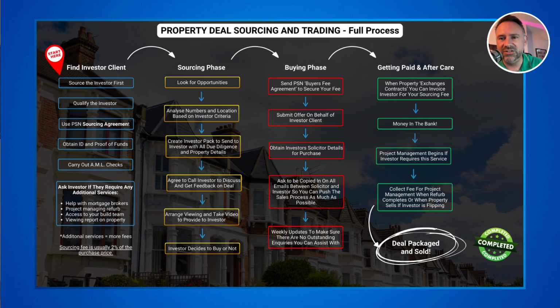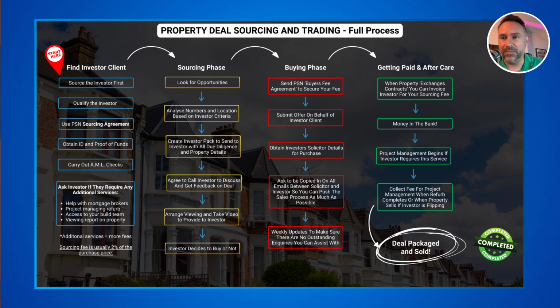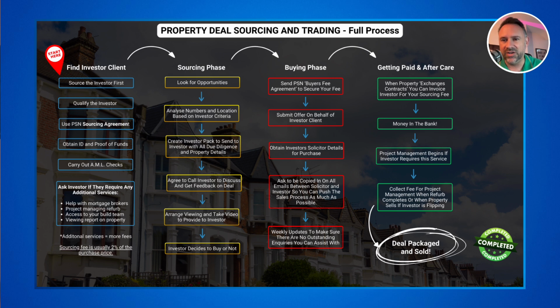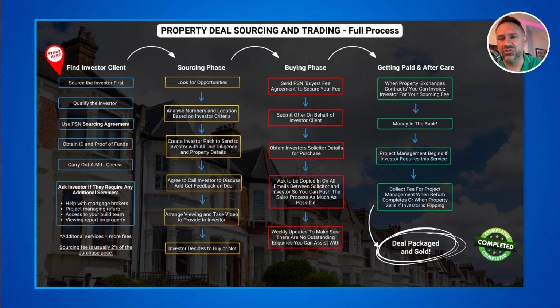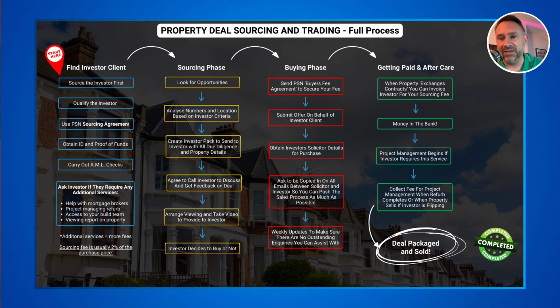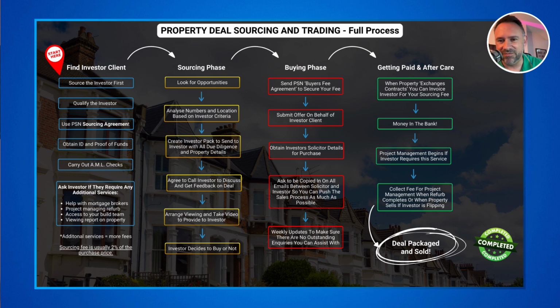However, when you exchange contracts during the conveyancing process, that makes it legally binding. So the buyer has to then move forwards and buy the property. There's no turning back once you exchange contracts. So at that point, you can invoice your investor for your sourcing fee. And then money in the bank. Your sourcing fee hits the bank. Amazing feeling. And that is pretty much it.